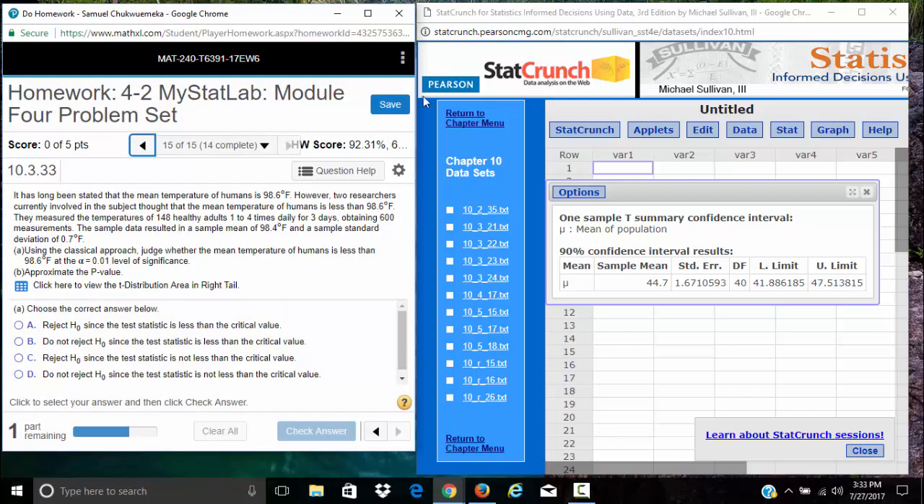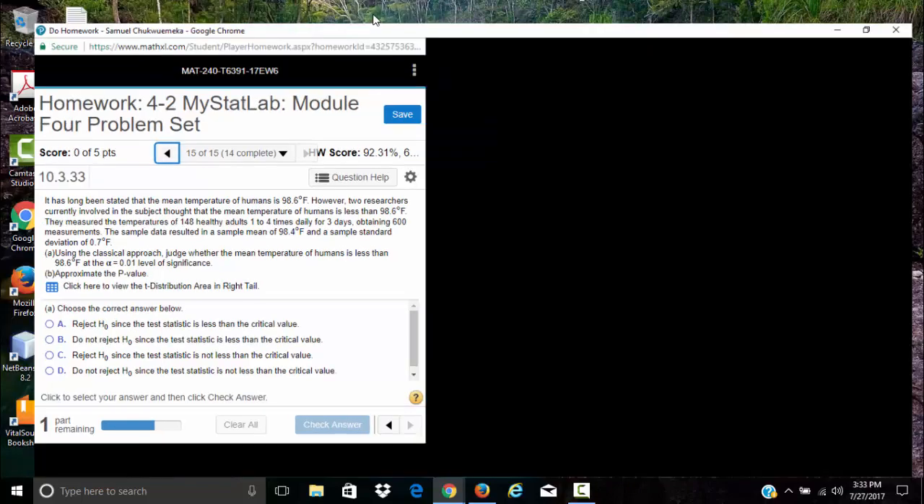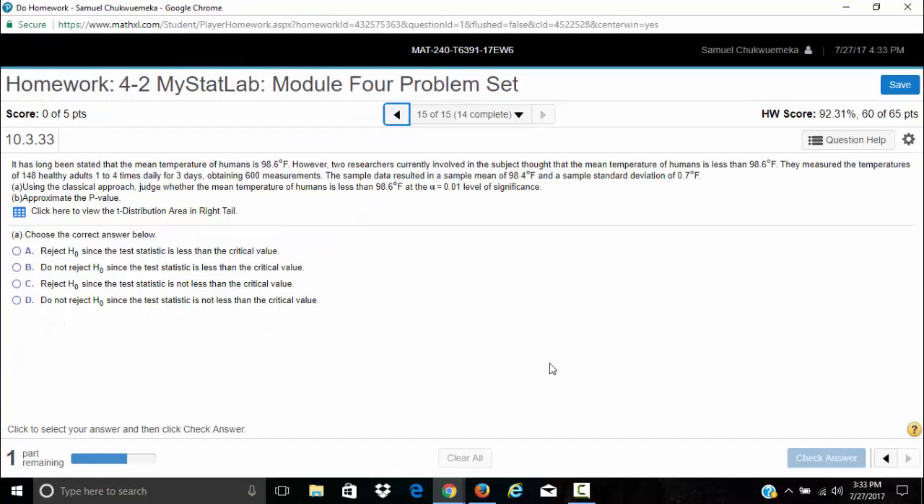All right, last but not the least, question 15. It has long been stated that the mean temperature of humans is 98.6 degrees Fahrenheit. However, 2 researchers currently involved in the subject thought that the mean temperature of humans is less than 98.6 degrees Fahrenheit. So this is one-tailed and it is left-tailed. The alternative hypothesis is less than.